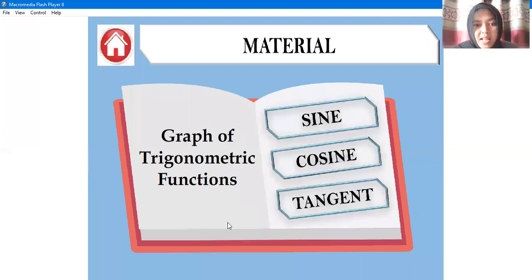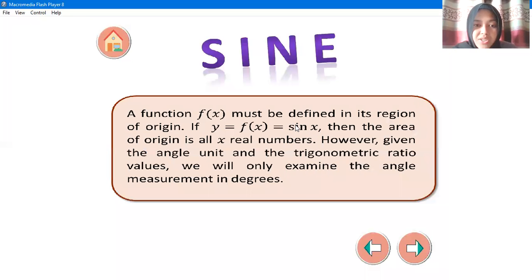Okay. Material: graph of trigonometric function. We divide it into sine, cosine, and tangent. The first, go to graph of trigonometric function sine. A function f(x) must be defined in its region of origin. If y equals f(x) equals sine x, then the area of origin is all real numbers x. However, given the angle unit and the trigonometric ratio values, we will only examine angle measurement in degrees.